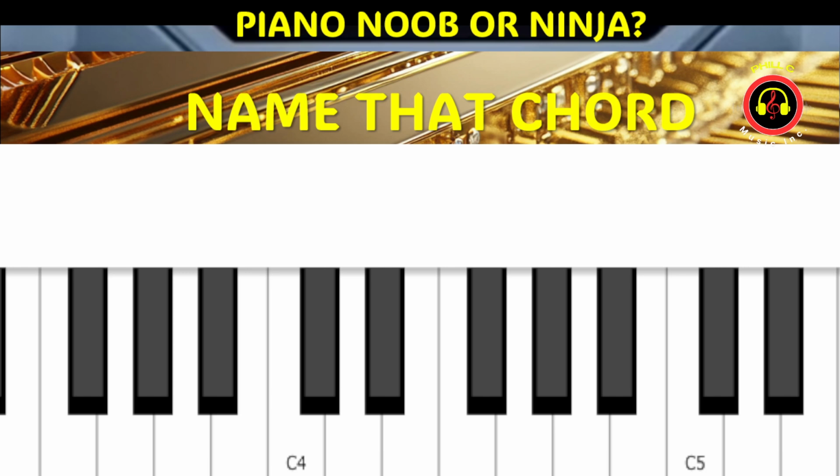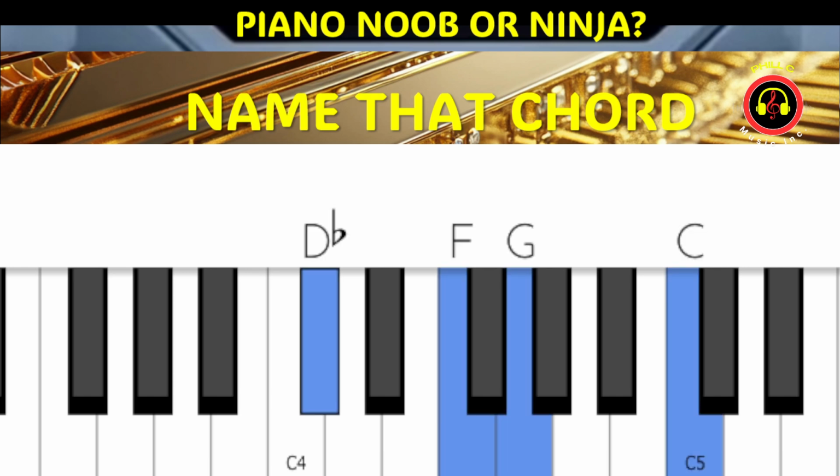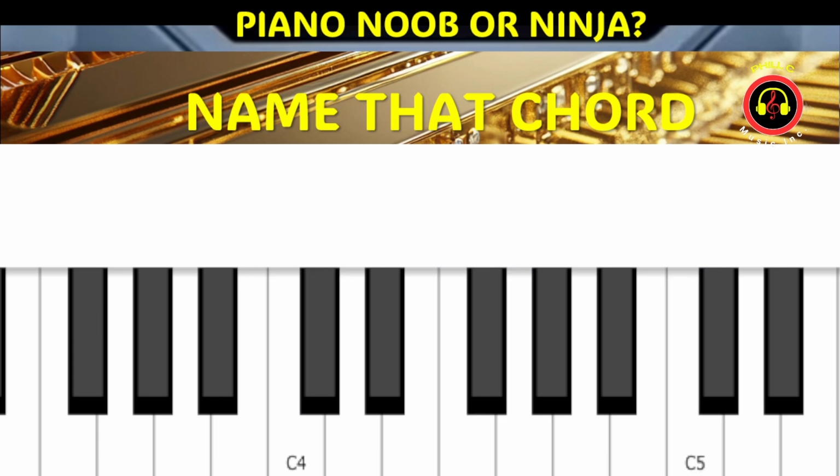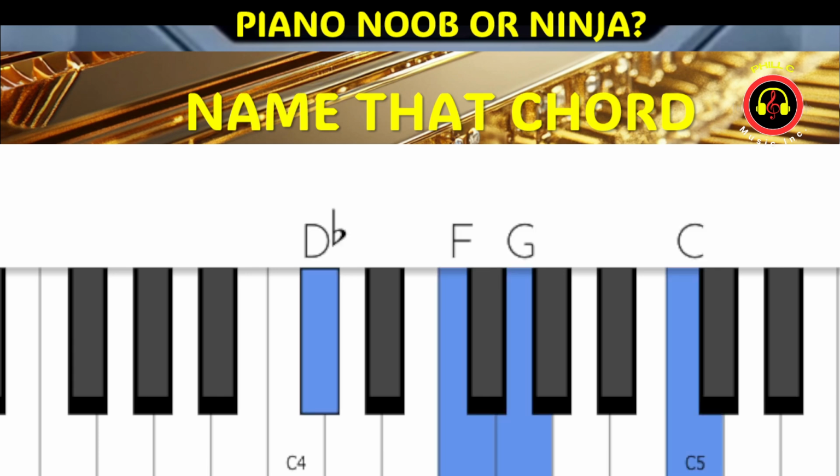Which chord is this? All right, this is a D flat major seven with a flattened fifth. D flat major seven with a flattened fifth.